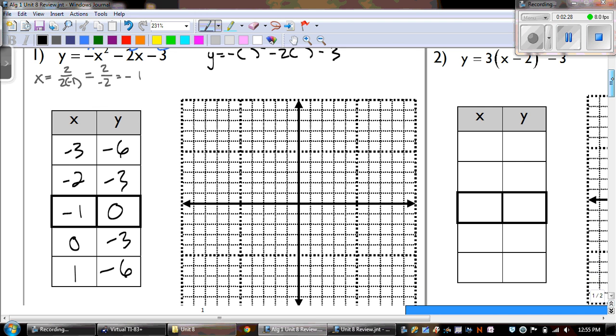Okay, and those should have been the points that you got. And let's go ahead and graph. So we have our first point of negative 3, negative 6. We have negative 2, negative 3, negative 1, 0, and there we go. Okay. Remember to make this as curved as possible, and to draw in your axis of symmetry. Your axis of symmetry is the line that goes in between, right through your vertex.